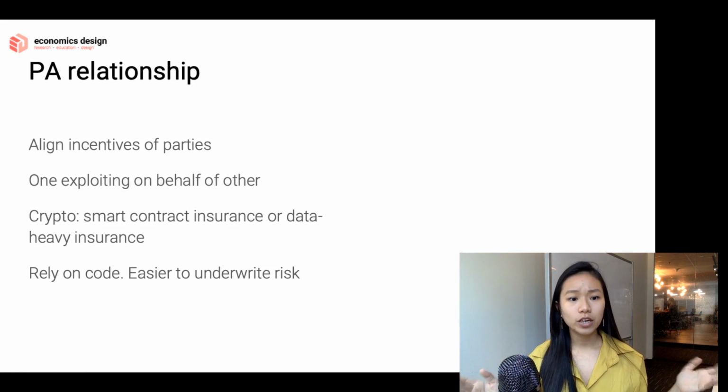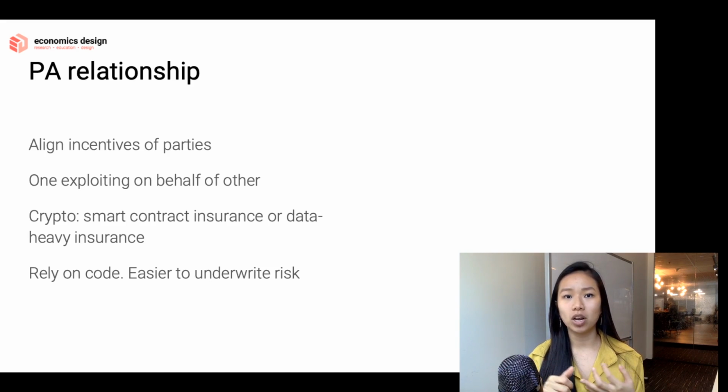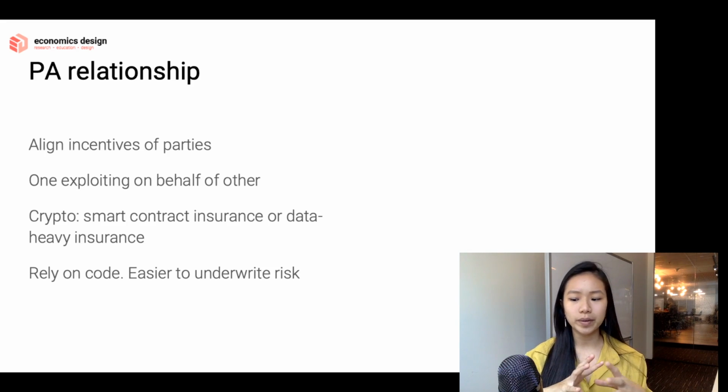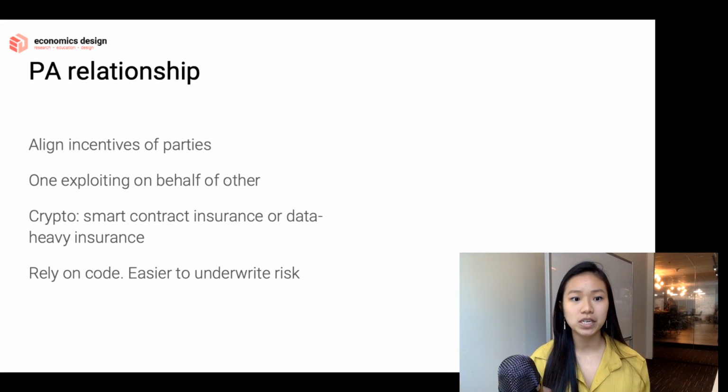So in the crypto space, it's quite difficult to define the principal-agent relationship because we have anonymity, we have a lot of things that are quite fluid, and there aren't regulations yet. The entire space is still experimenting and growing. However, one thing that really binds the entire crypto space and DeFi space together is smart contracts, or data. With smart contracts, it's easier to rely on the code to underwrite the different risks available.